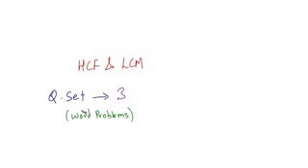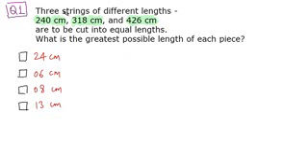Hey guys, let's do some word problems in this video. The question states that there are three strings of different lengths, and the lengths are given, and these are to be cut into equal lengths. It is asking that if these strings are cut into equal lengths, what is the greatest possible length of each piece?